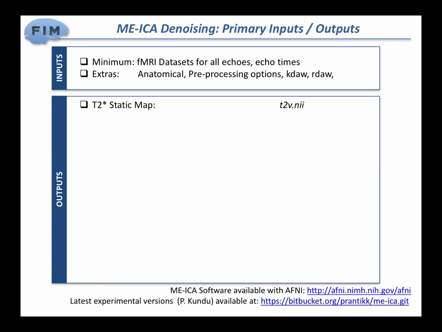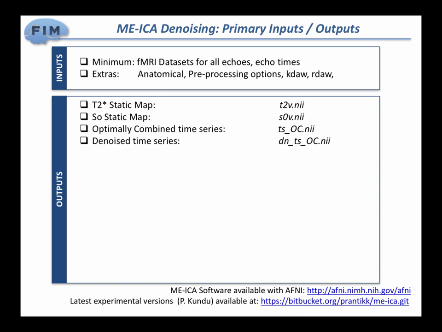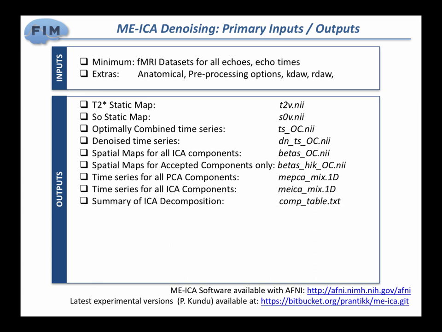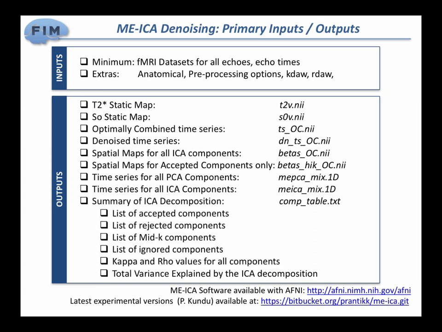In terms of the outputs, it's going to give you the static T2 star map, the static S0 maps, the things we computed at the beginning of the talk. It's going to give you the optimally combined time series. It's going to give you the denoised time series after the PCA and also after the ICA. It's going to give you the beta or the component maps for each of the components of the ICA. It's going to give you a dataset that only includes the accepted components, so you can go through them to see if it makes sense. It's going to give you the time series for the PCA components, the time series for the ICA components, and a lot of things of interest.